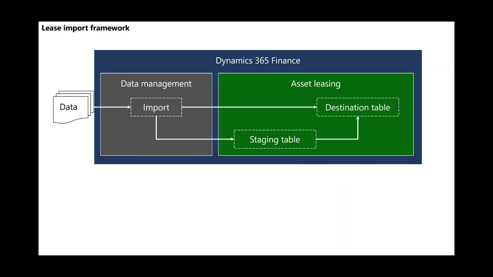The new piece is we can import the data from data management, and it will be imported to a staging table, not the staging table in the data management. It is a staging table in asset leasing, and this gives the user an opportunity to check the data before moving it to the destination table. We have only 3 tables supporting this staging table in the asset leasing for this particular feature: the lease staging and the payment contract and executory cost staging.